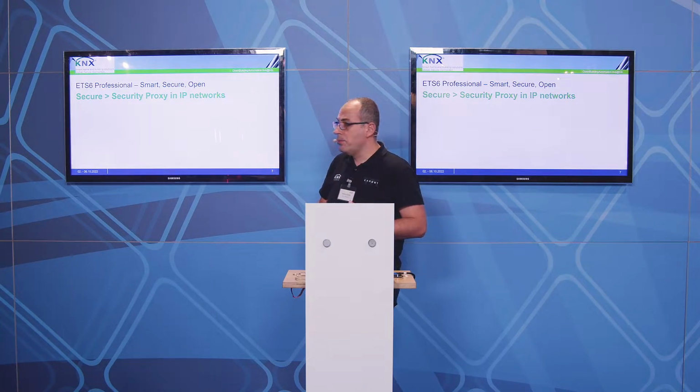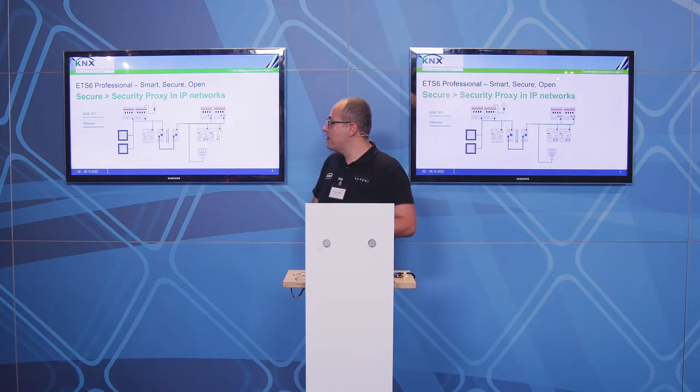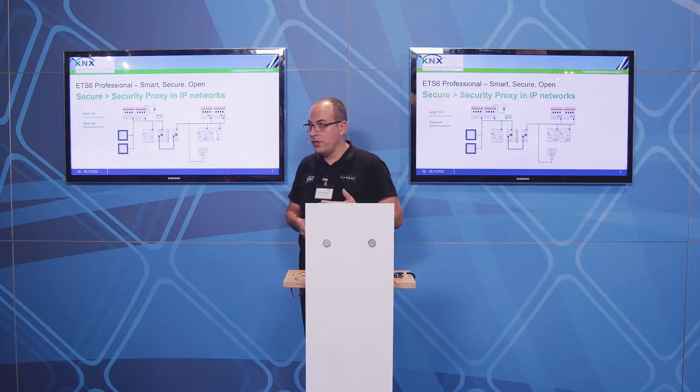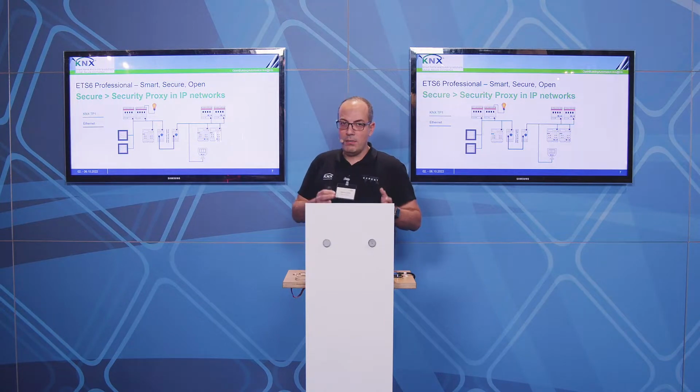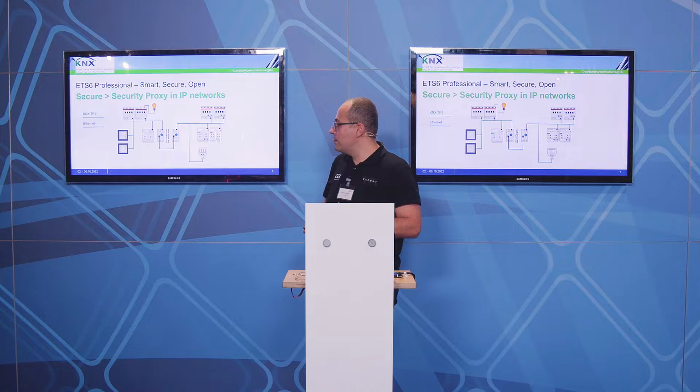This is also an example of how the security proxy will work in IP networks. On the right side, you see the secure part of the IP network where we have secure capable devices working with security. And on the left side, you see a plain twisted pair installation without any security.